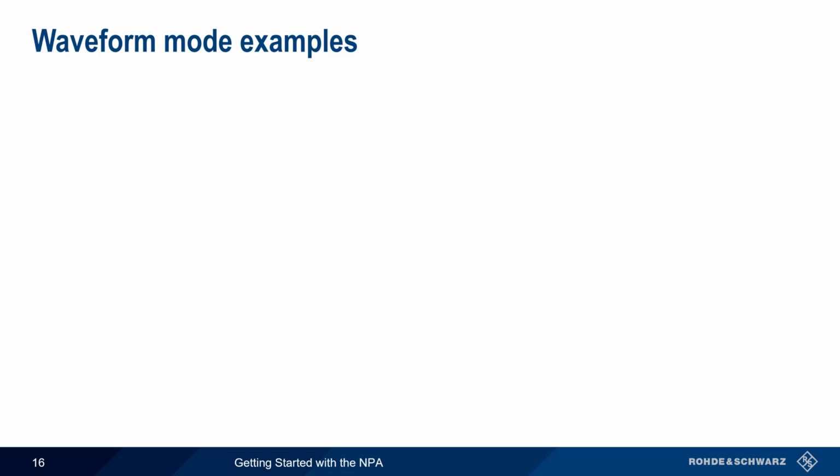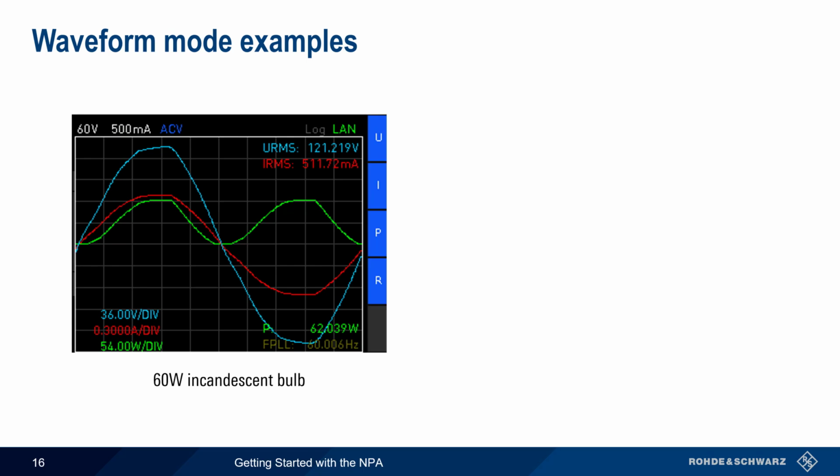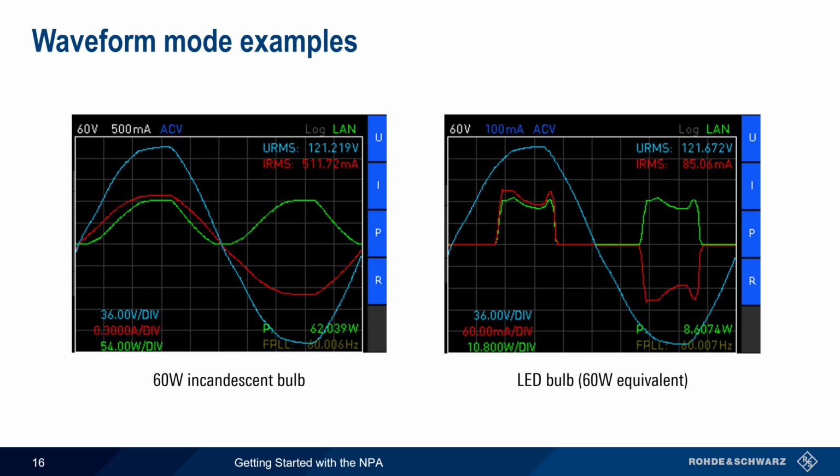Let's use waveform mode to compare a traditional 60-watt incandescent light bulb with a 60-watt equivalent LED bulb. On the left, we see that current, voltage, and power are all in phase for the almost entirely resistive 60-watt incandescent bulb. But on the right, we see that the LED bulb draws current, the red trace, in a nonlinear fashion, which also causes power, the green trace, to be nonlinear as well. We can use the numeric power results to see that the incandescent bulb consumes significantly more power than the LED. 62 watts are being consumed by the incandescent versus just 8.6 watts by the LED.